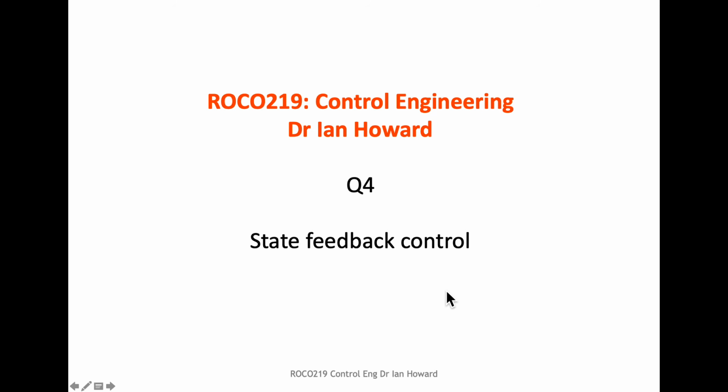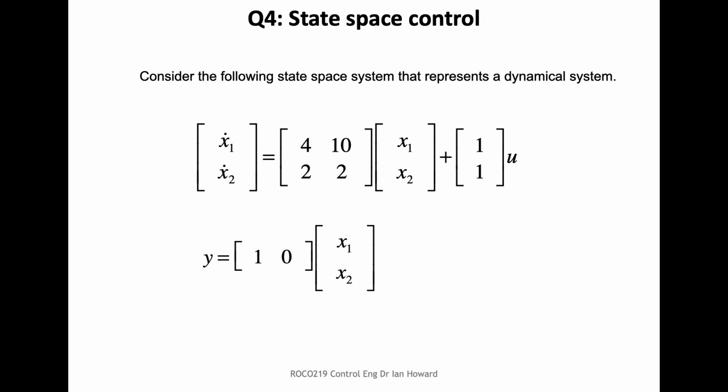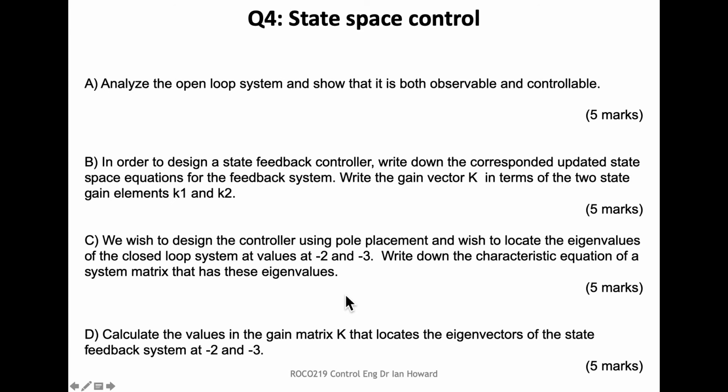This question is concerned with state feedback control. We're given a state space model that represents a dynamical system. Here we see the x dot term, Ax plus Bu, and y equals Cx. And it's asking us first of all to analyze the open loop system just to make sure it is fully observable and fully controllable. Then we're going to basically be designing a state feedback controller.